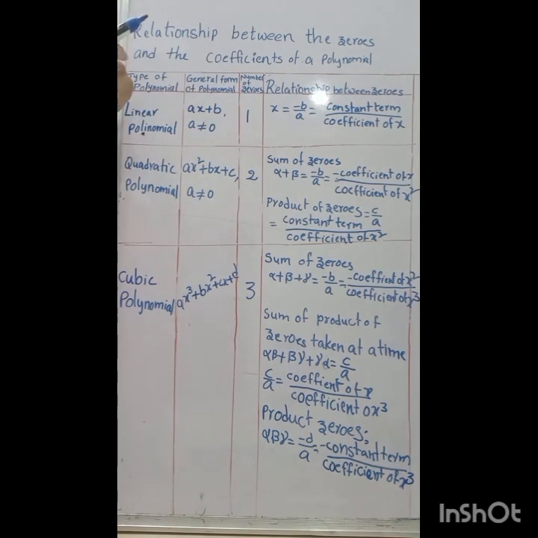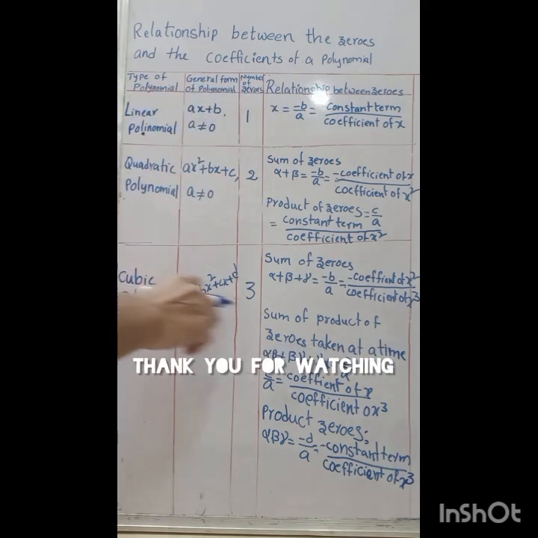This is the relationship between the zeros and coefficients of a polynomial, in the linear polynomial, the quadratic polynomial, and the cubic polynomial. Thank you.